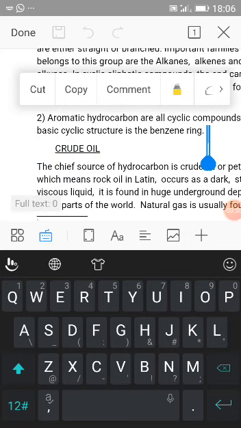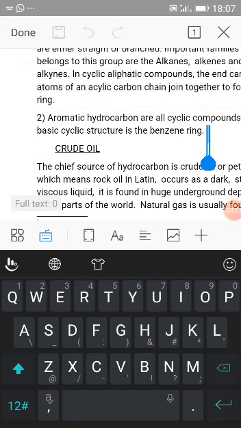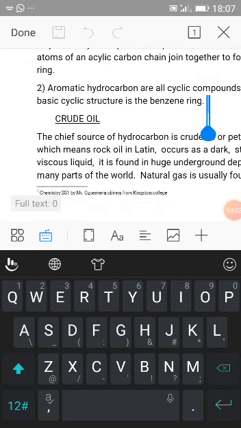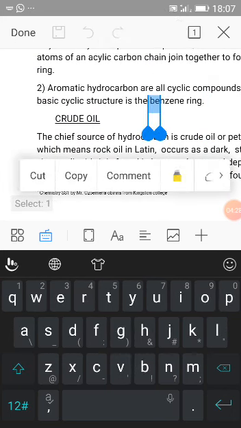So from what I just explained, we have two classes of hydrocarbon. We have the aliphatic and the aromatic. Under the aliphatic, we divide it into two: the acyclic and the cyclic. Under the acyclic, we divide it into three: the alkane, the alkene, and the alkynes. Now, alkane is a kind of hydrocarbon that deals with a single or straight chain. Alkane is always a straight chain hydrocarbon. Alkene is a double.